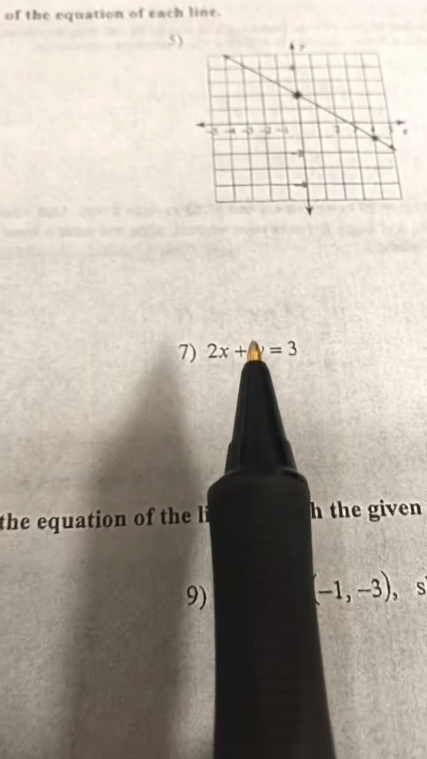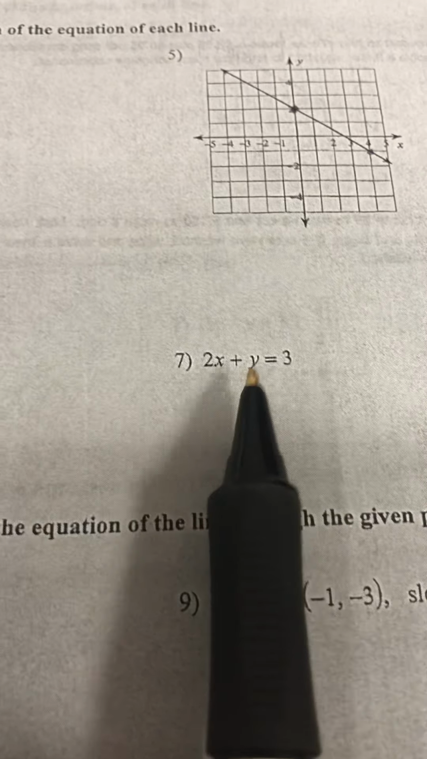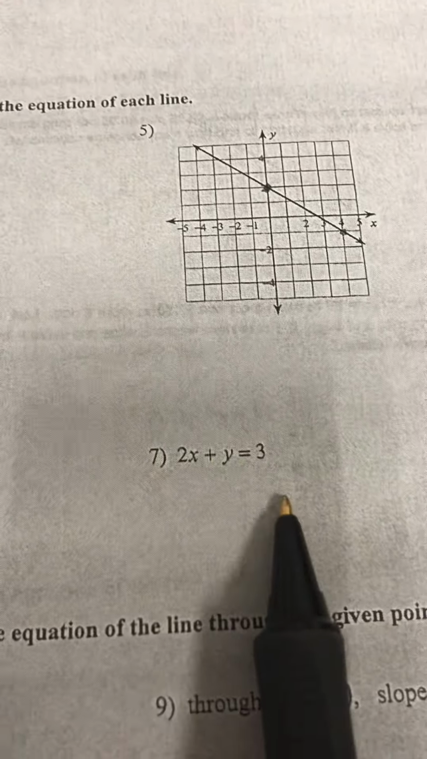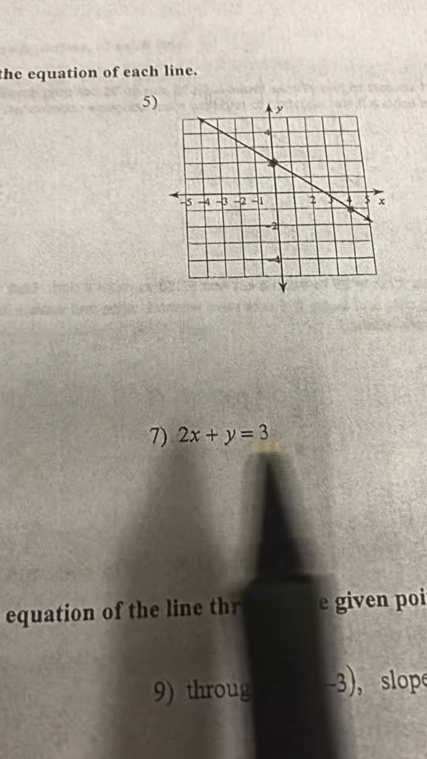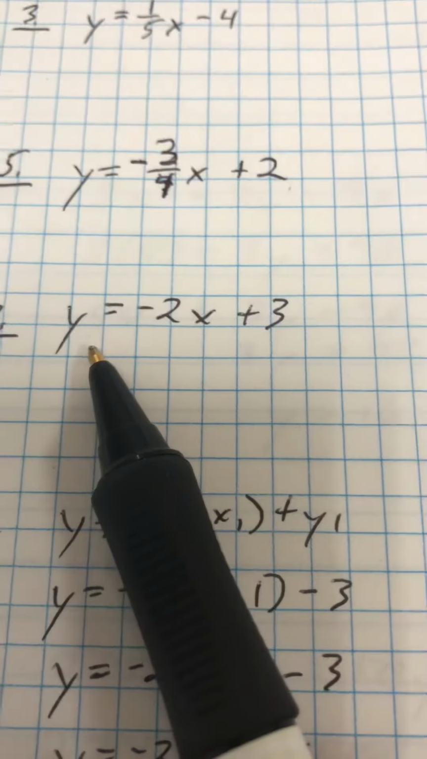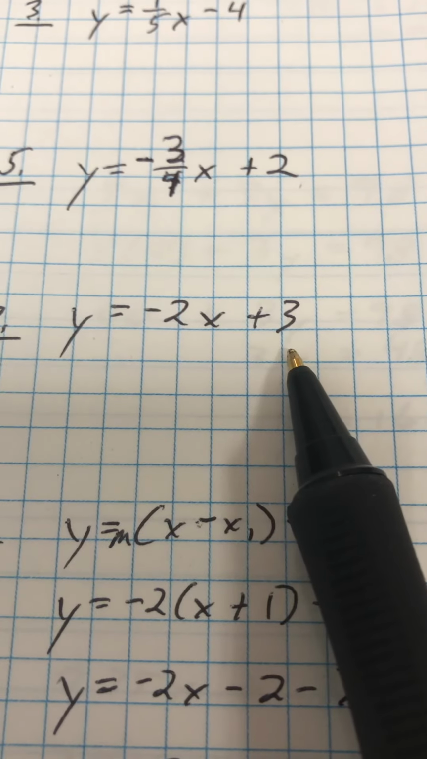Number 7, this we just have to get y by itself, so it looks like y equals mx plus b, y equals mx plus b. So I got to put the 2x over here, so that's subtracting 2x from both sides. So we have y equals -2x plus 3.